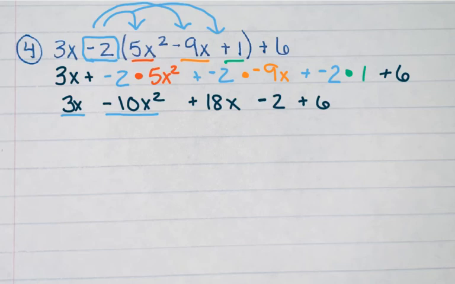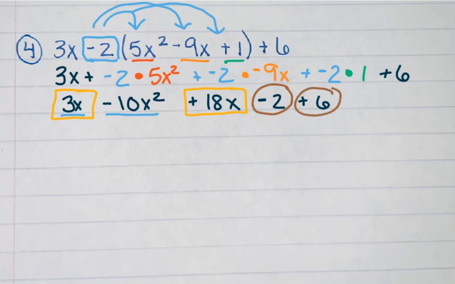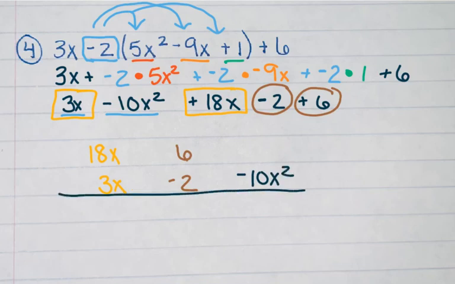So I see like terms 3x and 18x. And then I also see like terms negative 2 and 6 because our constants are like terms. So I'm going to line those up so I have 18x and 3x. And then I have 6 and negative 2. And then I've got this negative 10x squared. And we just add them up.